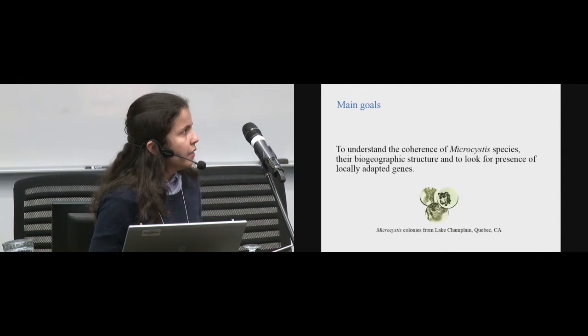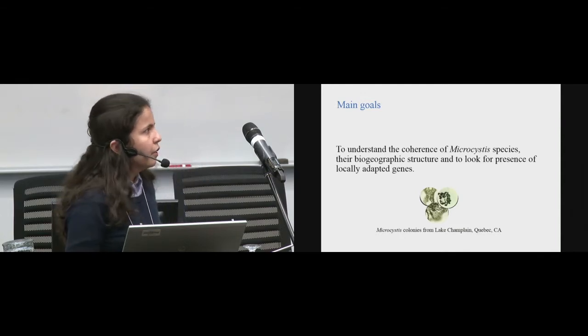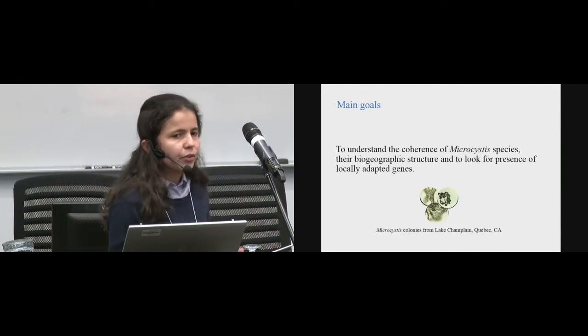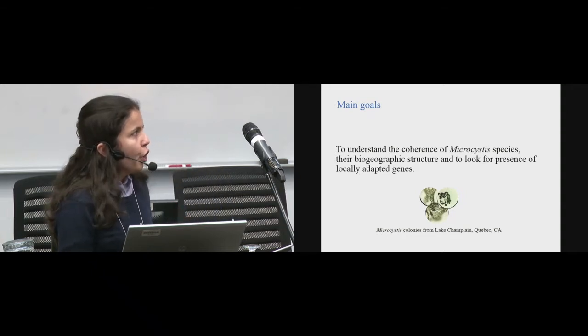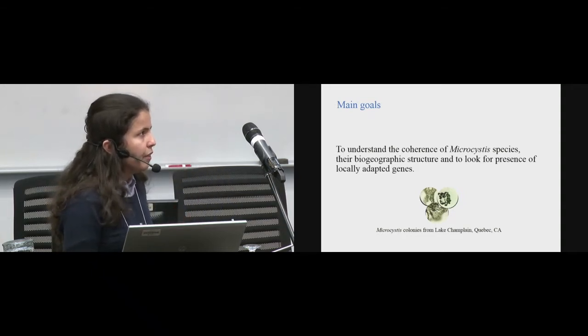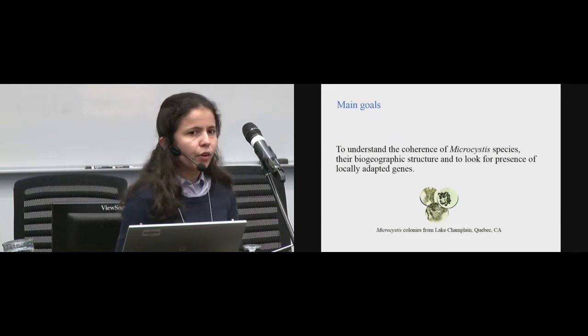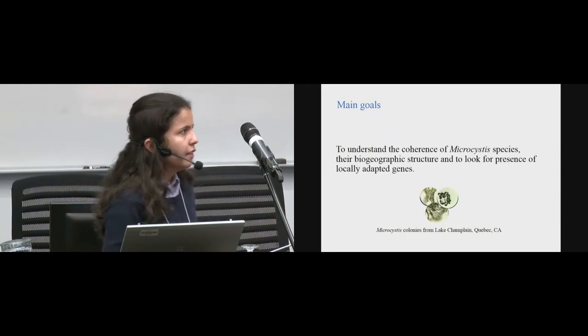The main goals of this genomic study are to understand the coherence of Microcystis species, the species definition in Microcystis, to test whether there is a biogeographic structure, and to look for the presence of genes that are locally adapted.